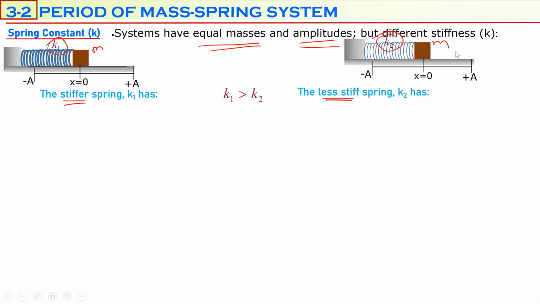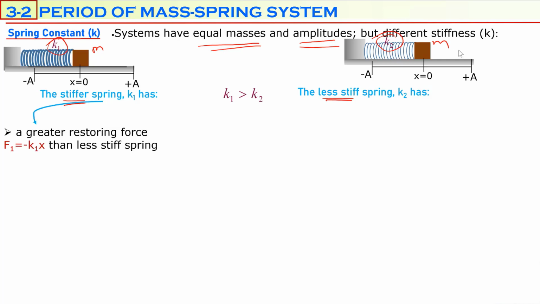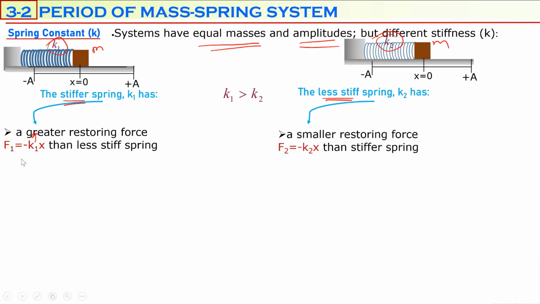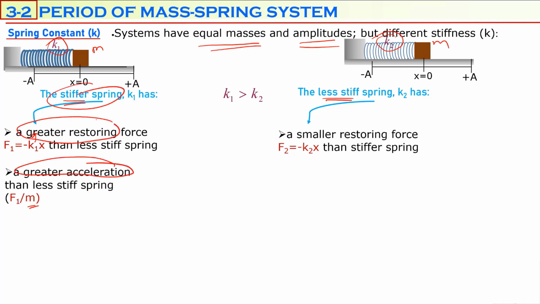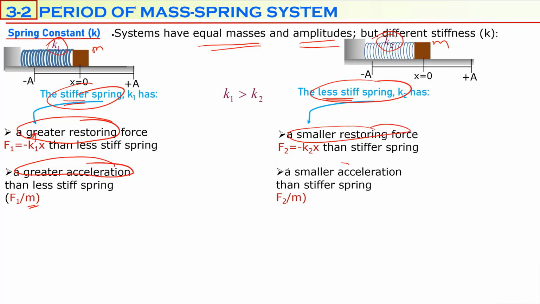Let's check the restoring force, negative kx. First system has a greater spring constant than the second one. First system will have a greater restoring force compared to the second one. Stiffer spring will have a greater restoring force, but less stiff spring will have a smaller restoring force. What about the acceleration? Because their masses are equal, when we divide forces by mass, stiffer spring will have a greater acceleration and also a greater restoring force. Less stiff spring will have a smaller acceleration and also smaller restoring force.